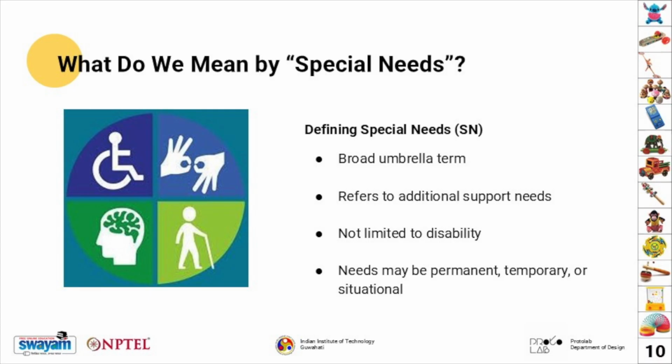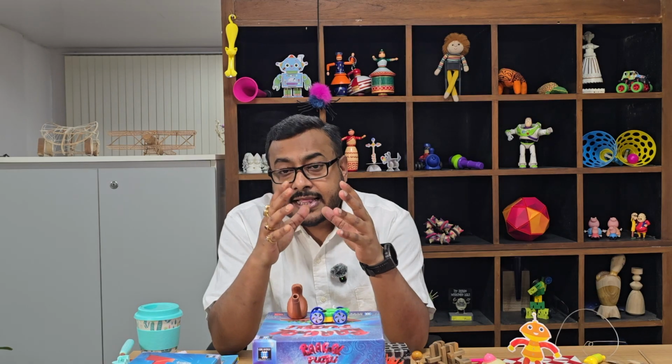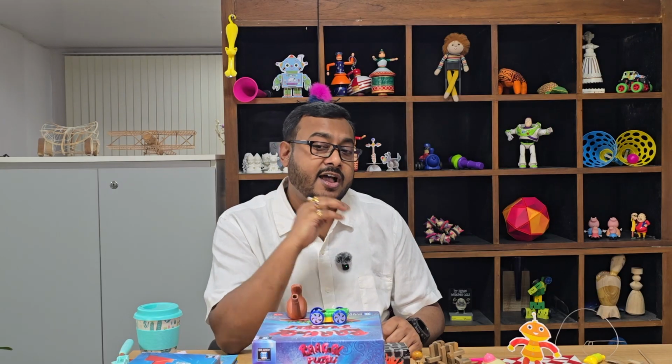Importantly, special needs are not always permanent. Some needs are temporary, such as those arising from illness or injury. Others are situational, shaped by environment, access, or resources. This definition shifts the focus away from what is wrong with the child. Instead, it asks what kind of support is needed for participation. This perspective is critical when we begin thinking about toy design.